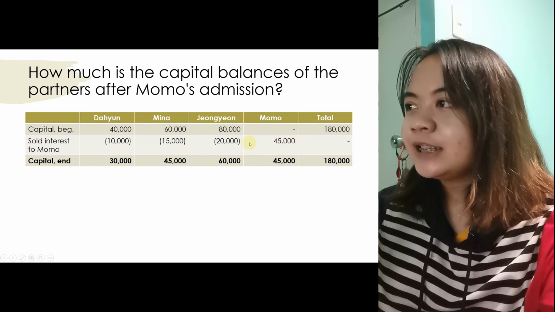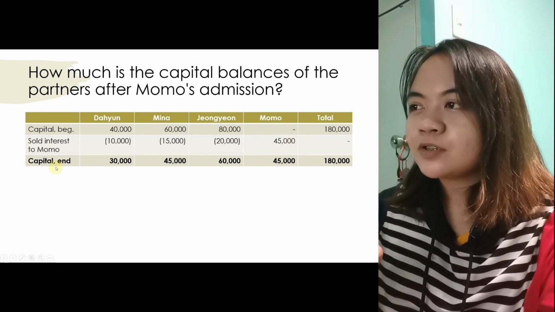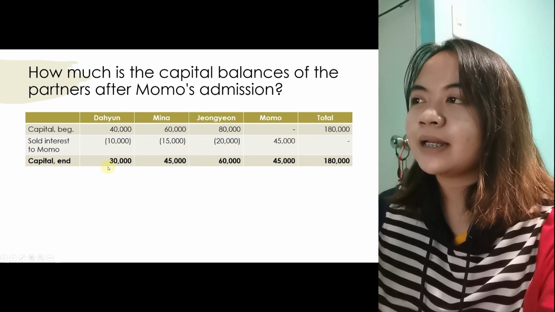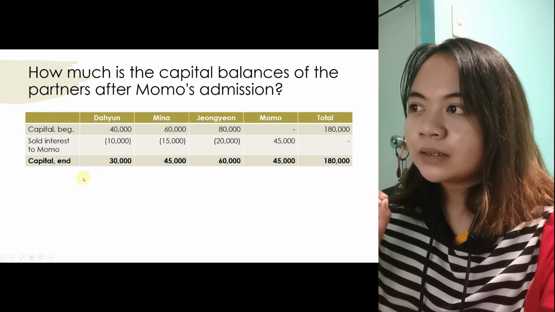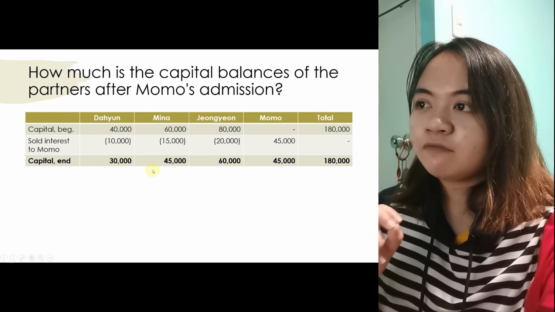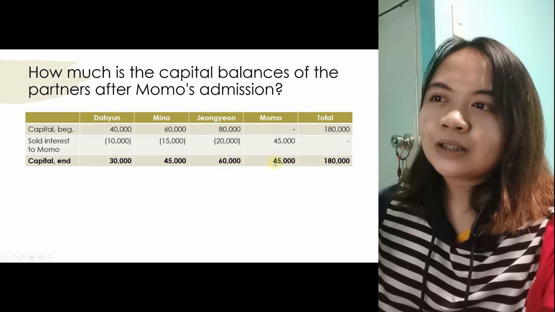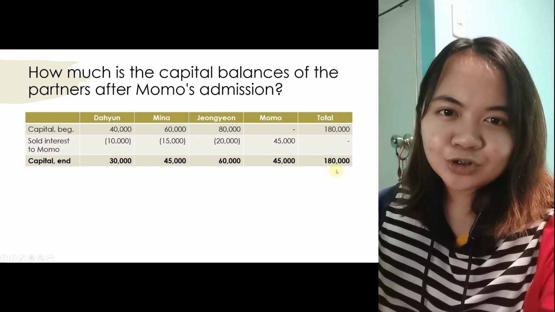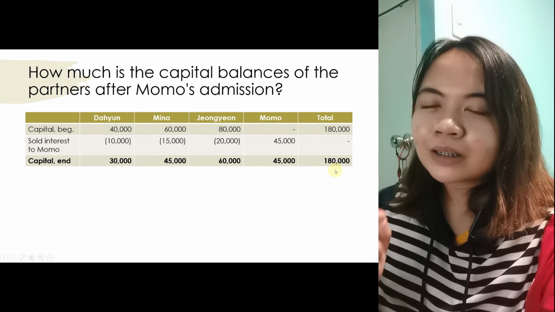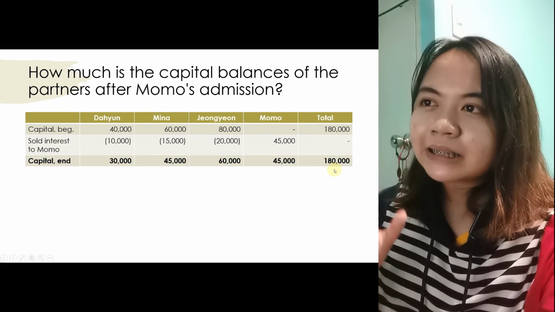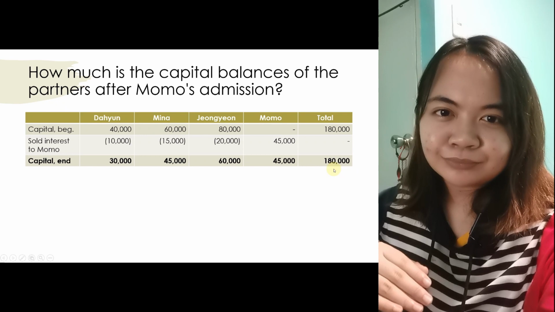Okay, so, yon. Then, we have capital end. So, adjust mo lang. Ang bagong capital balances ni Dayon ay 30, Mina ay 45, Jonghyun ay 60, and then Momo 45, for a total of 180,000. Question, nagbago ba ang total capital of the partnership?